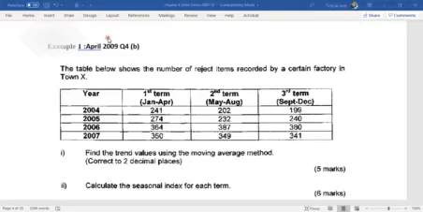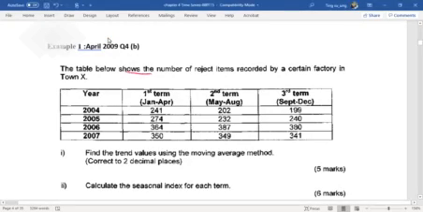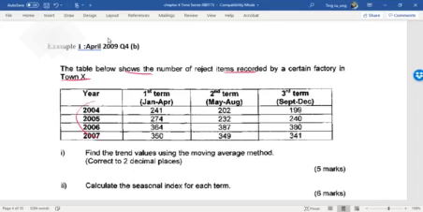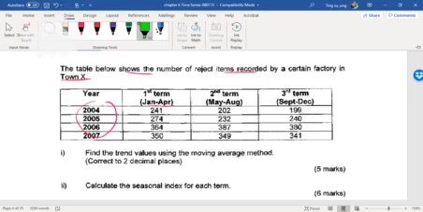Okay, let's start with April 2009 question 4b. The table below shows the numbers of rejected items recorded by a certain factory in town X. Here you have 4 years given, then you are given 3 terms here. 3 terms here means 3 quarters. After that, highlight all the important things here.